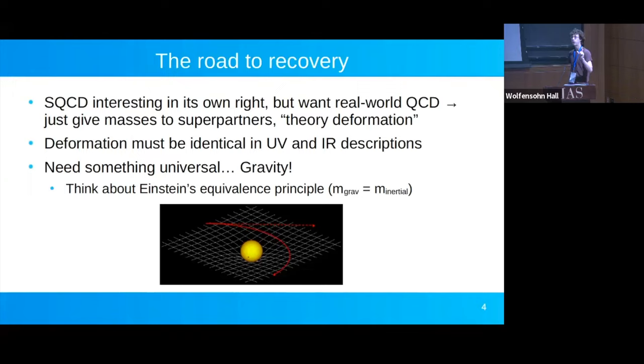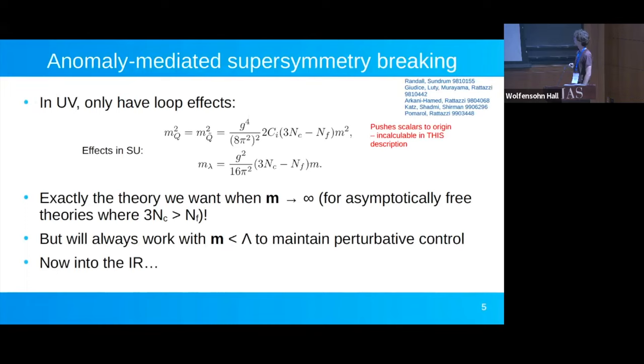And when you hear universal, maybe you might think gravity. So we're going to use a supersymmetry breaking mechanism closely tied to gravity called anomaly mediated supersymmetry breaking. Okay, I don't have time to go through exactly what the mechanism is, but basically in the UV, it does exactly what you want. So it gives masses to the squarks and to the gauginos. So in the limit of large supersymmetry breaking, you recover exactly the non-supersymmetric theory that you want to learn about.